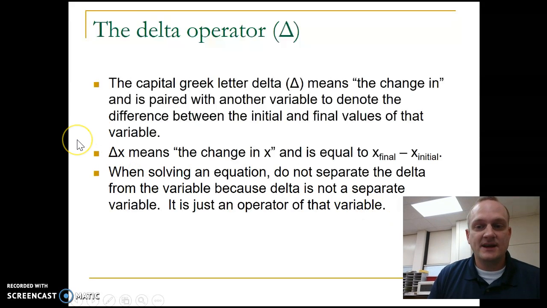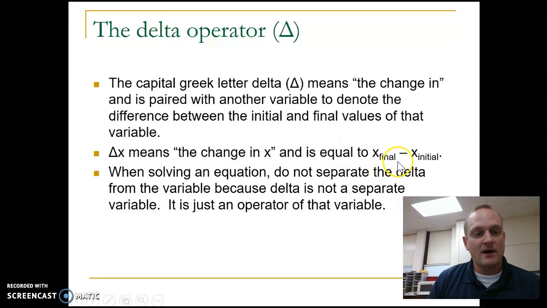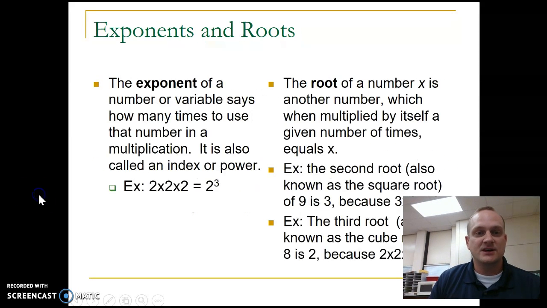Delta operator means the change in something. To calculate the change in something means you take the final amount and you subtract the initial amount. If I start off with $100 in my bank account and I end up with $500 in my bank account after payday, I had a change in my bank account of $400, right? The final was 500 minus the initial of 100. That gives me my change in.